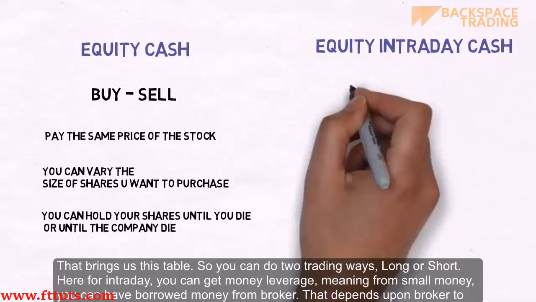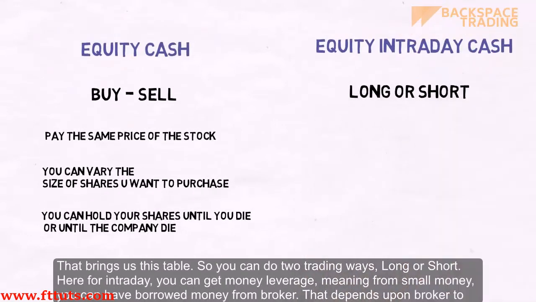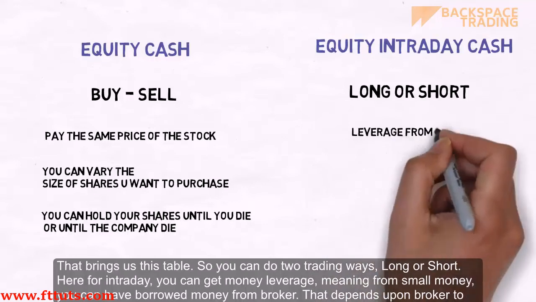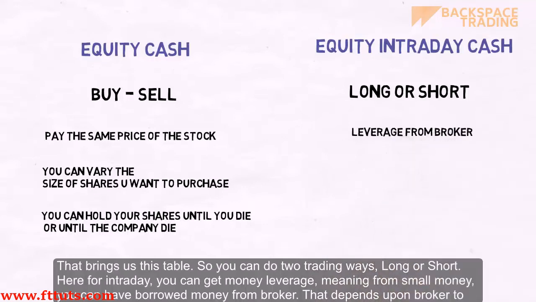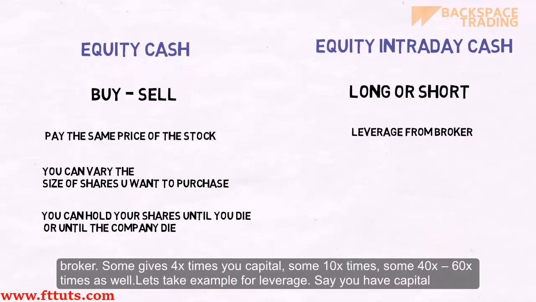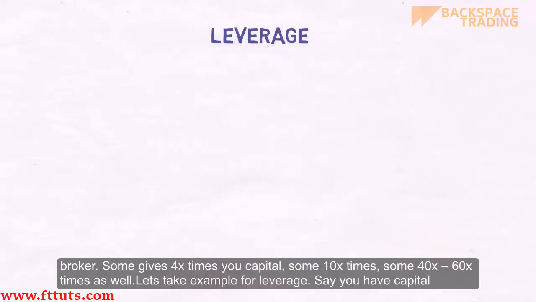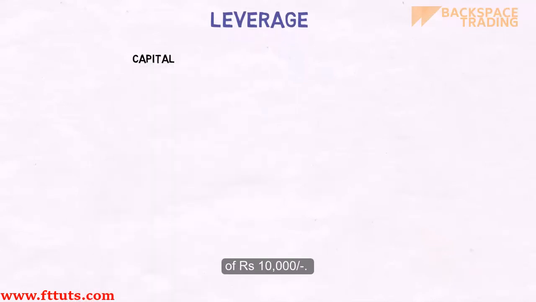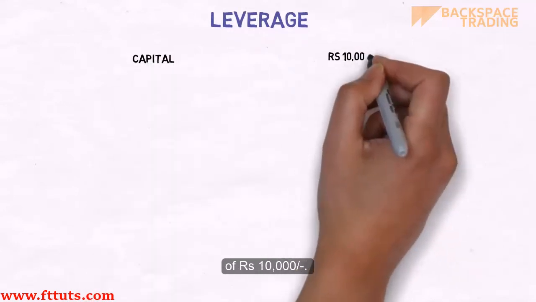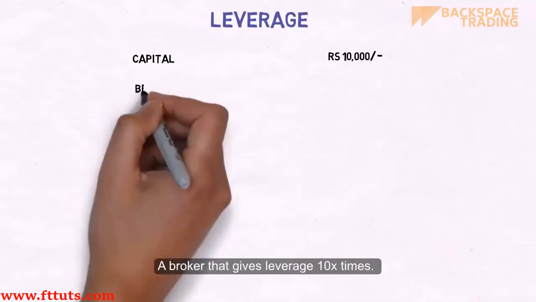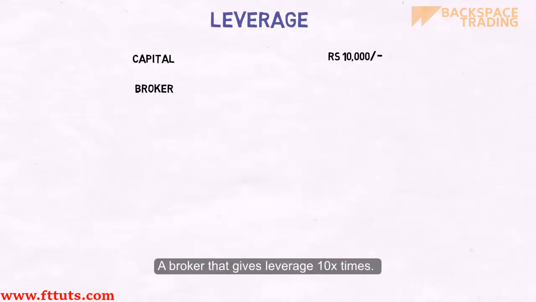This brings us to this table. So you can do two trading ways, long or short. Here for intraday, you can get money leverage, meaning from small money, you can have borrowed money from the broker. That depends upon broker to broker. Okay, some brokers give 4 times, some give 10 times, some give 40 or 60 times. Let's take an example for leverage. Say you have a capital of rupees 10,000. Okay, this is standard, 10,000 is our course capital. A broker gives a leverage of 10 times.